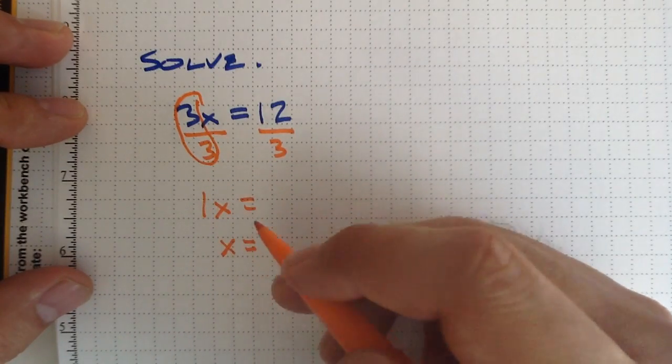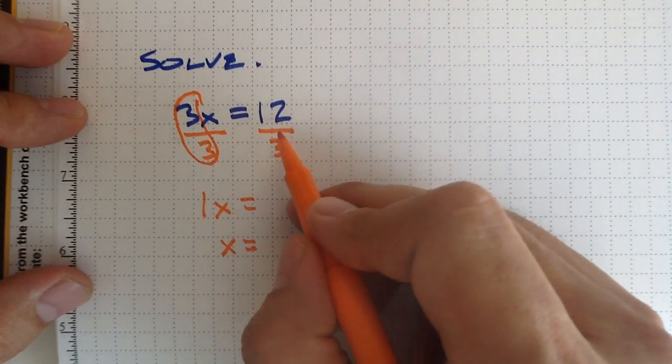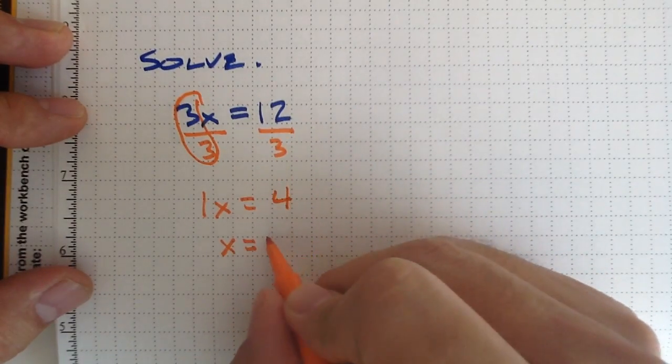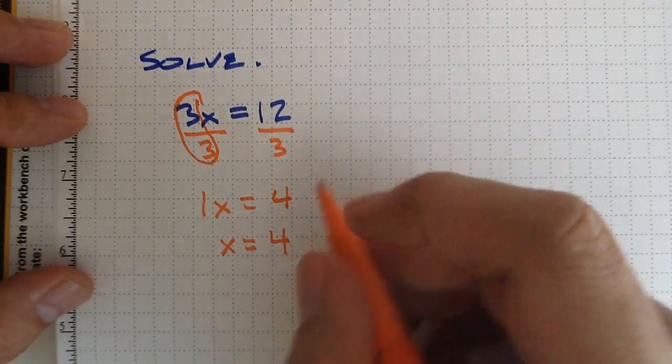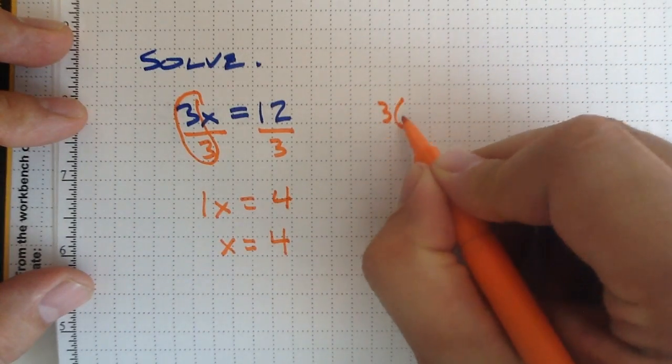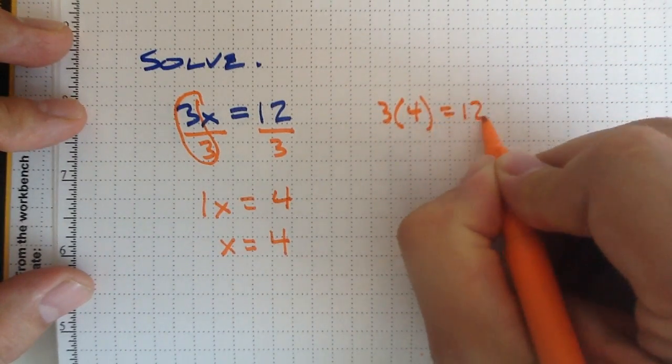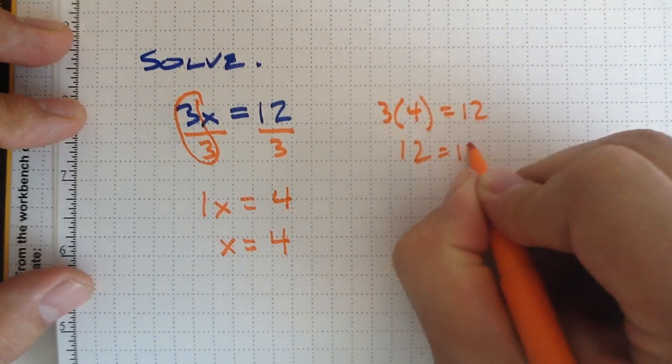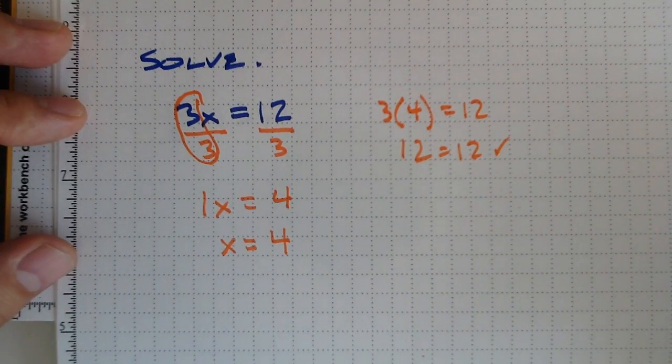It's a little bit different with multiplication. Now, on the right side, 12 divided by 3, that's easy, that's 4. So x equals 4. And if we go back and check our work, 3 times x equals 12. 3 times 4 is 12, and that works.